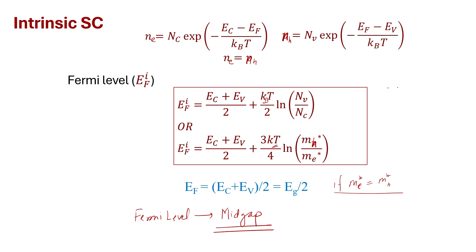So, we assume normally for a given semiconductor the Fermi level is right in the middle. Okay. So, this is our Fermi level, but it may change its position depending upon temperature and the effective masses of electrons and holes, the magnitude of those. Okay.